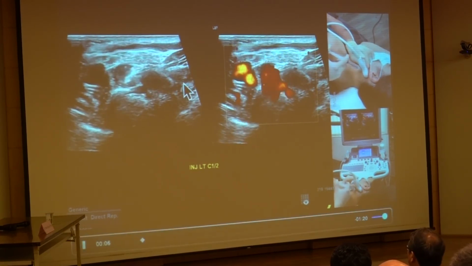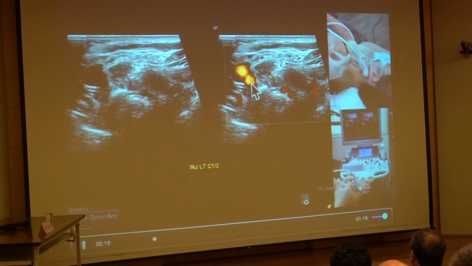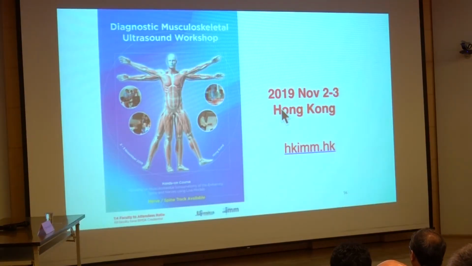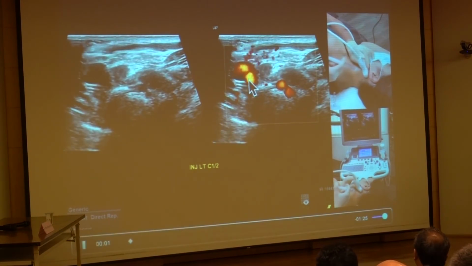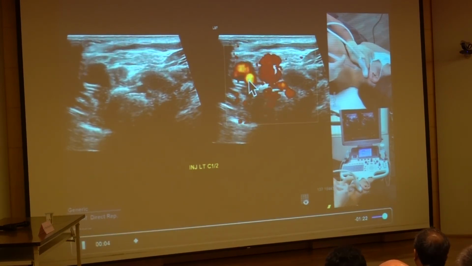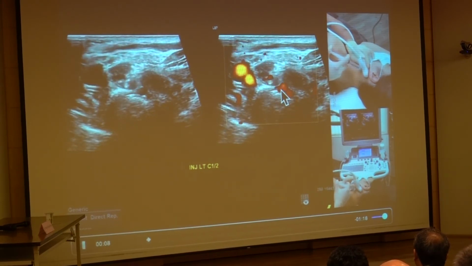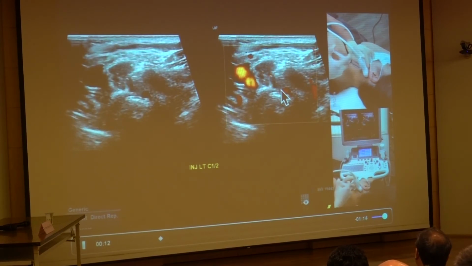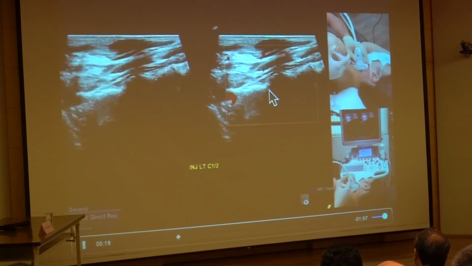There is a window between your ascending cervical artery and your vertebral artery, and this is where you can put your needle really laterally and safely over the C1 and C2. Now I turn the probe 90 degrees.